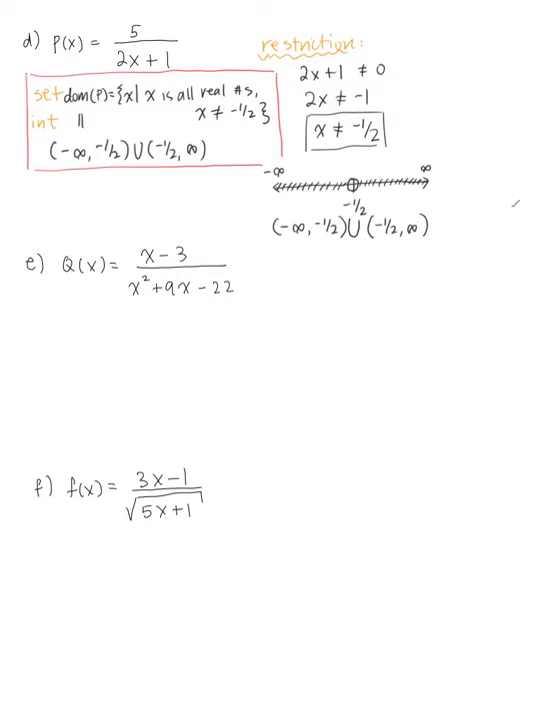Alrighty, so now let's try part E. So we're given q of x equals x minus 3 all over x squared plus 9x minus 22. So again, the top is a polynomial of degree 1 and the bottom is a polynomial of degree 2. So we're talking about a rational function. Now, what is the restriction? Let me just write. Okay, so the restriction is that the denominator cannot go to 0. So I'm going to write it as x squared plus 9x minus 22. This guy cannot be 0 because if it's a 0, we're going to have a 0 in the denominator, which makes q of x undefined.